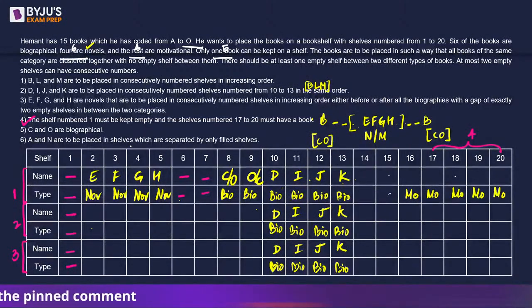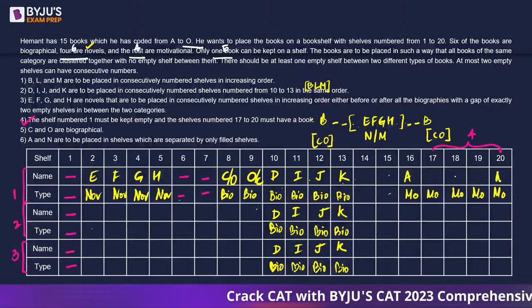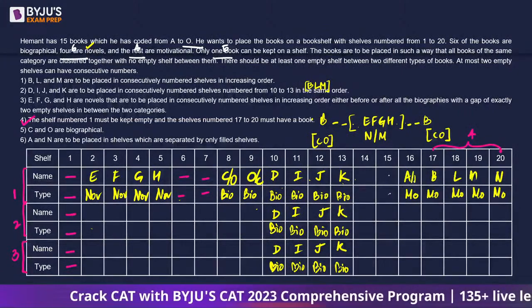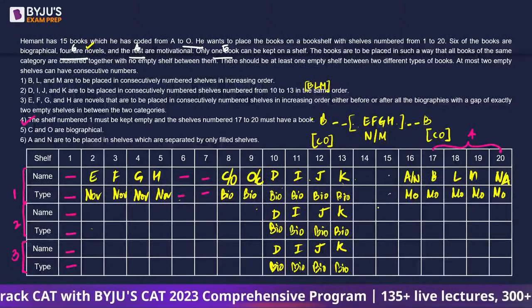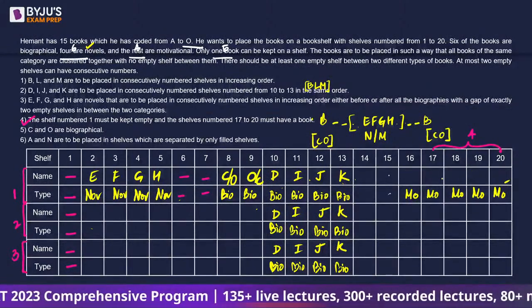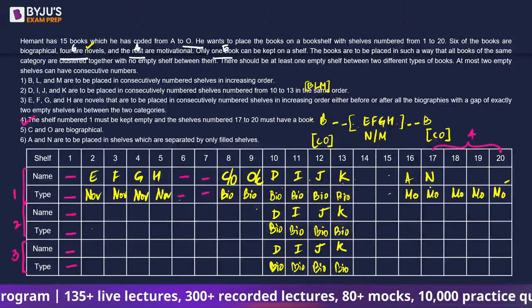And in these motivational books, A and N are to be placed here and the remaining letters, right? And BLM has to be also placed. So we can have A and N here and BLM here, or we can have A and N here. So these are the 2 cases. We can also have A and N as consecutive.